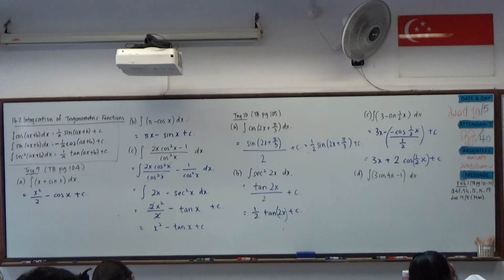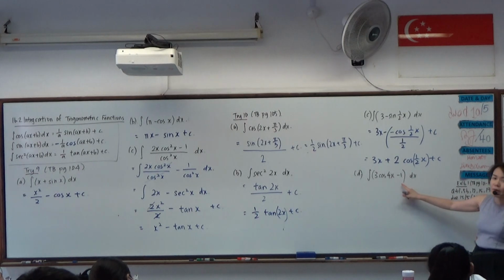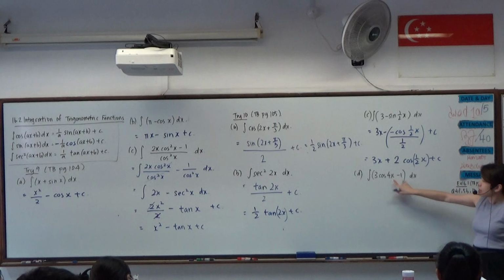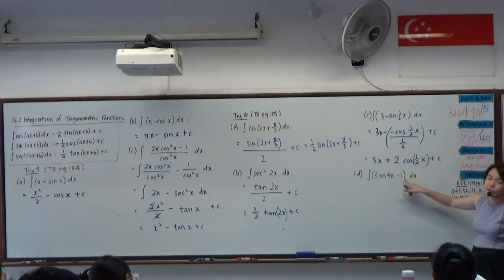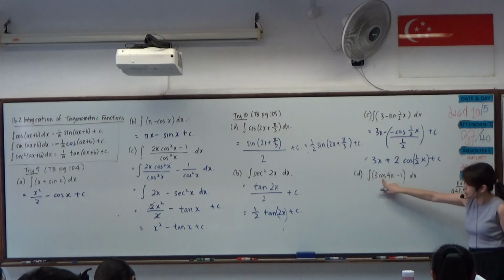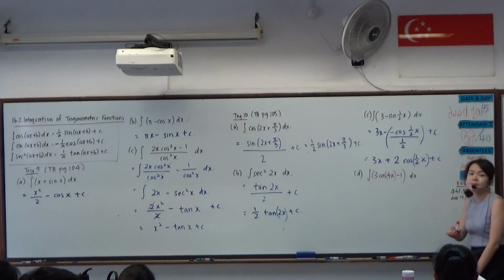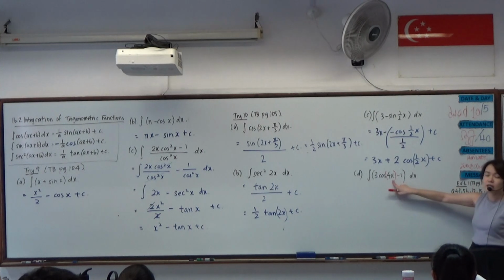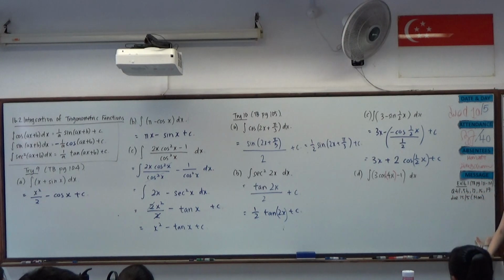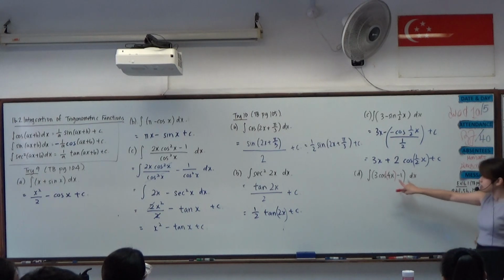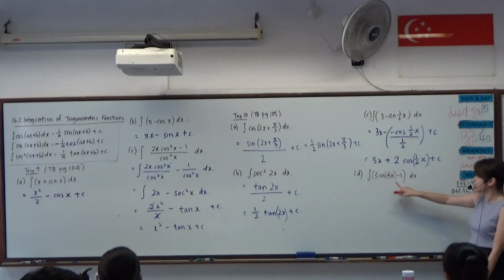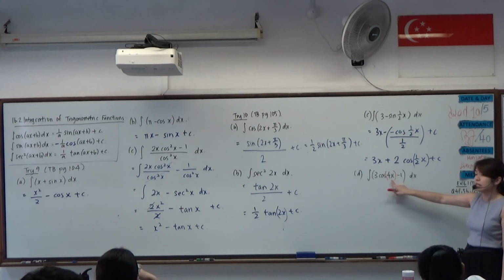And lastly, for part D, to integrate 3 cosine 4x minus 1, I want us to take note that there are no brackets around the 4x minus 1. So the angle that is with the cosine is actually 4x only. This is the angle, the minus 1 does not contribute into it. So that's why we need to be very careful about how we use our brackets, or when there are no brackets, what does it actually imply? In this case, no brackets were given. We need to recognize that 4x actually is the angle. It is not 4x minus 1.